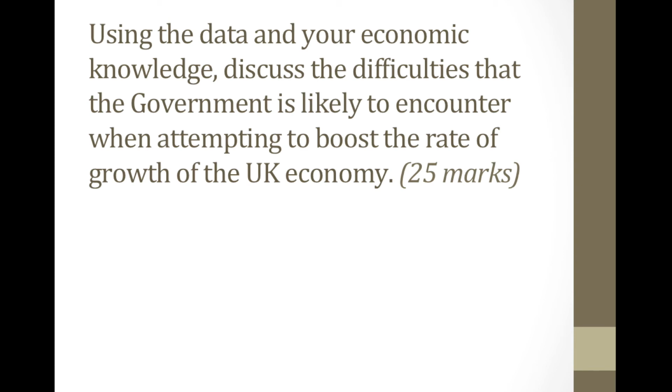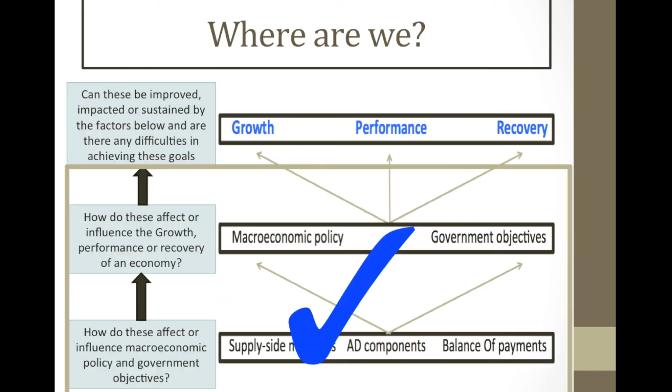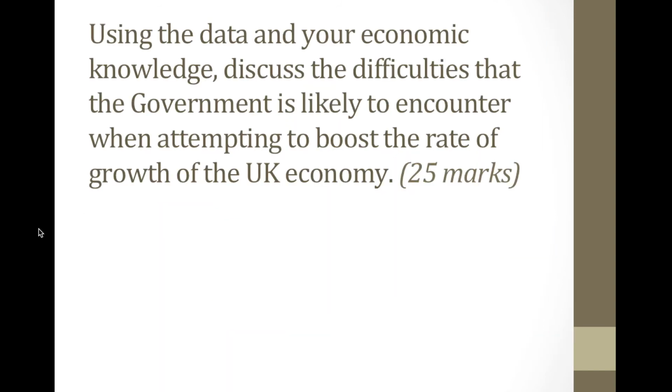If we look at a question, I think this is from 2013, it says, using the data and your economic knowledge, discuss the difficulties that the government is likely to encounter when attempting to boost the rate of growth of the economy. So this is a really standard question, okay, and it links back again to our three boxes here. It wants us to look at how the government is likely to come across difficulties. So those government objectives are going to be conflicting here, and that's what it wants you to look at.